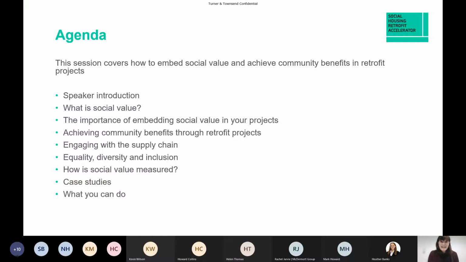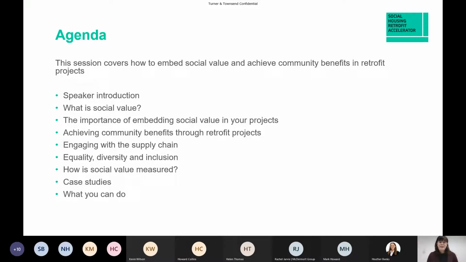Okay, so in terms of today's agenda then, as Heather said, I'm Sarah Daly and I'm an Associate Director here at Turner and Townsend. I've been working over the last probably 8 months now, 9 months nearly, on this learning and development programme for SHRA. The social value side is actually really exciting.